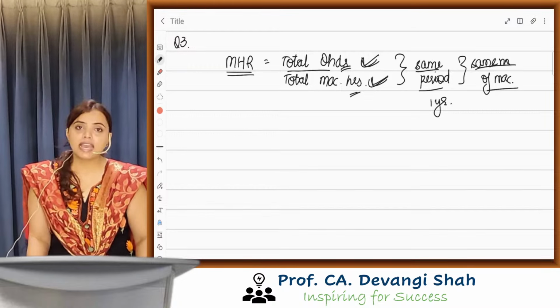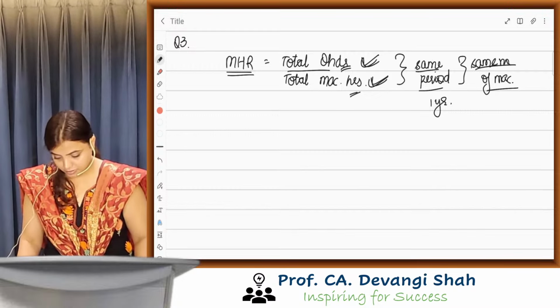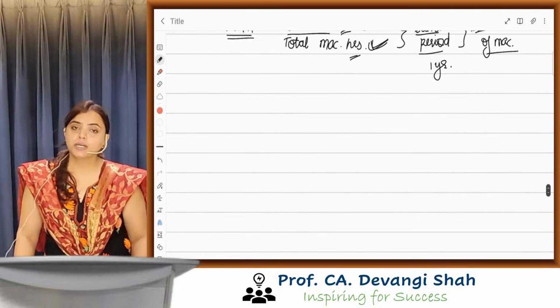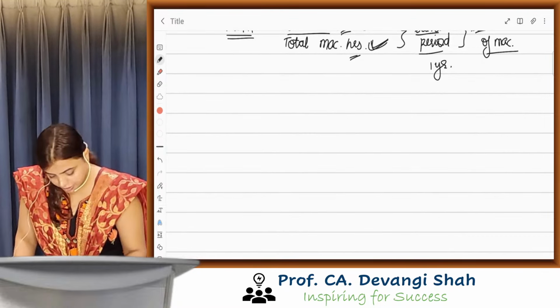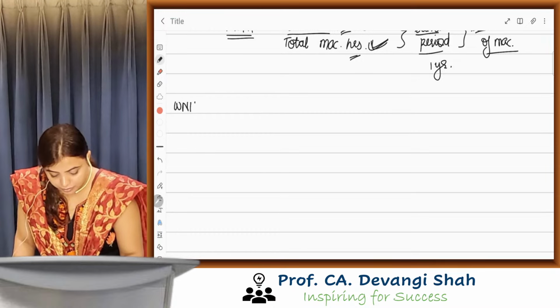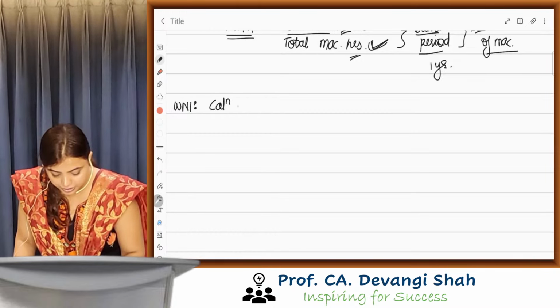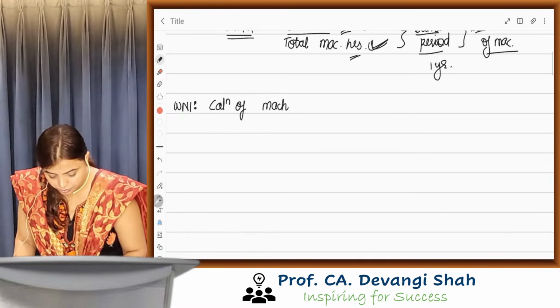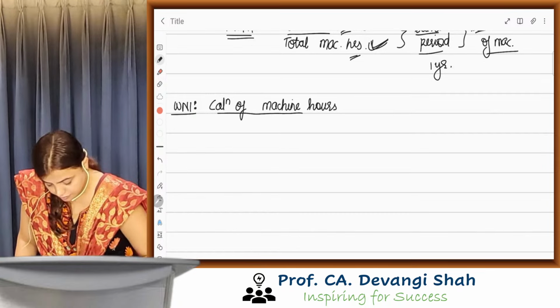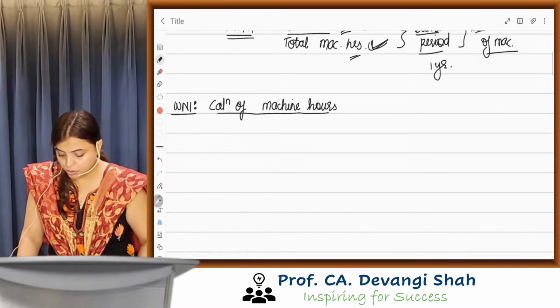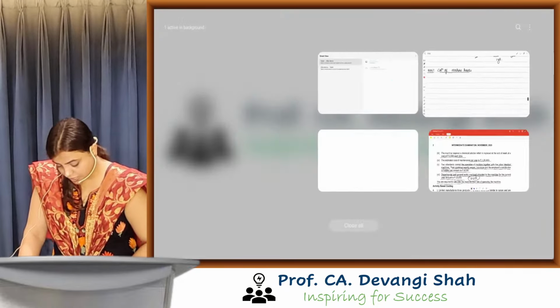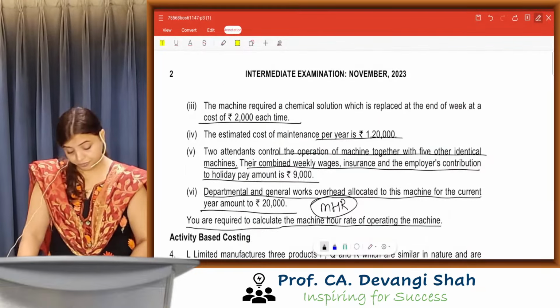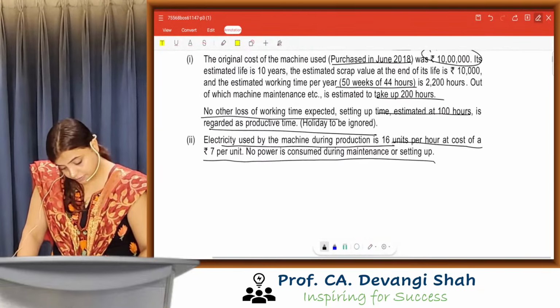First, let us look at the number of hours. My first working is for the denominator, number of hours. So I'm writing here, working note number 1, calculation of machine hours. Calculation of machine hours. There is one full point given about it, and it is this point.